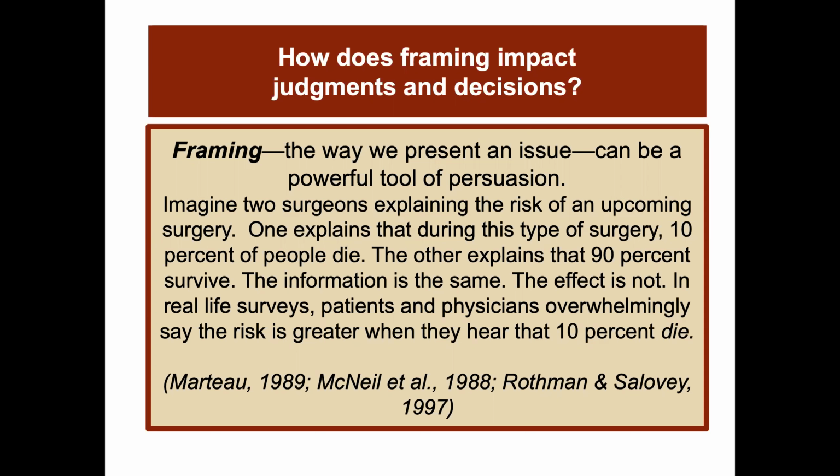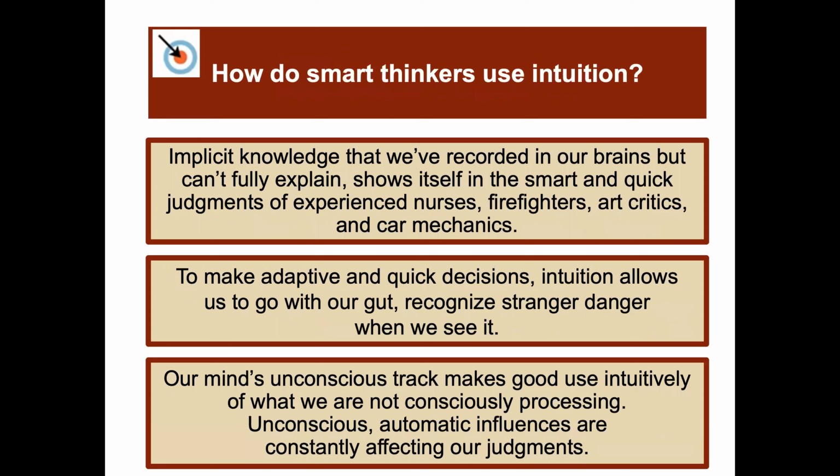So how do smart thinkers use intuition? Implicit knowledge that we've recorded in our brains but can't fully explain shows itself in the smart and quick judgments of people like nurses, firefighters, car mechanics. To make adaptive and quick decisions, intuition allows us to go with our gut, which can be good, but it can be problematic, right? Going with our gut, recognizing stranger danger.